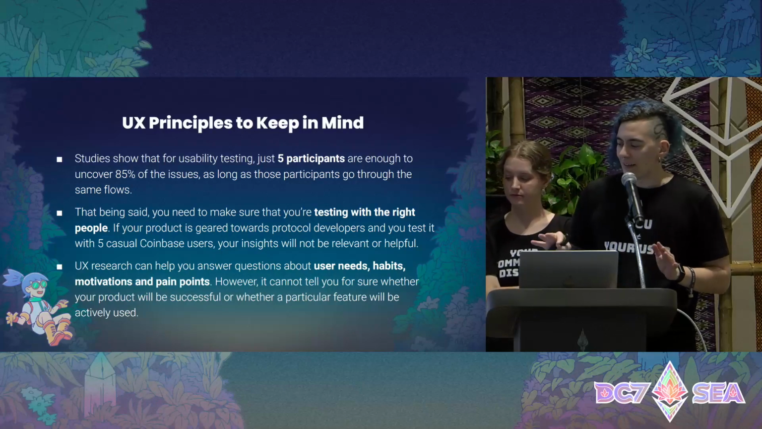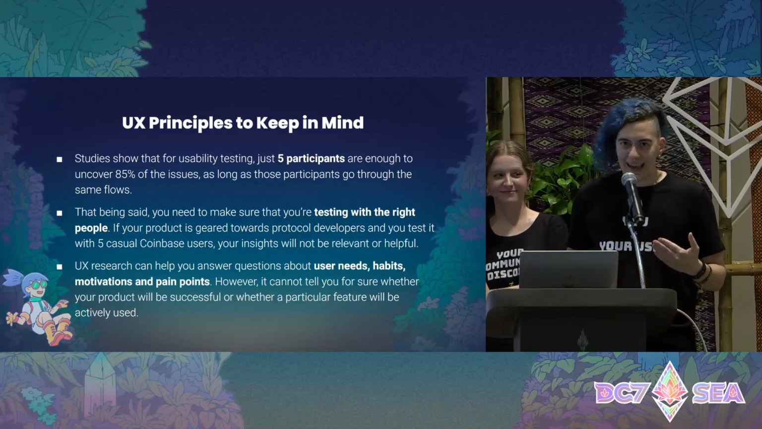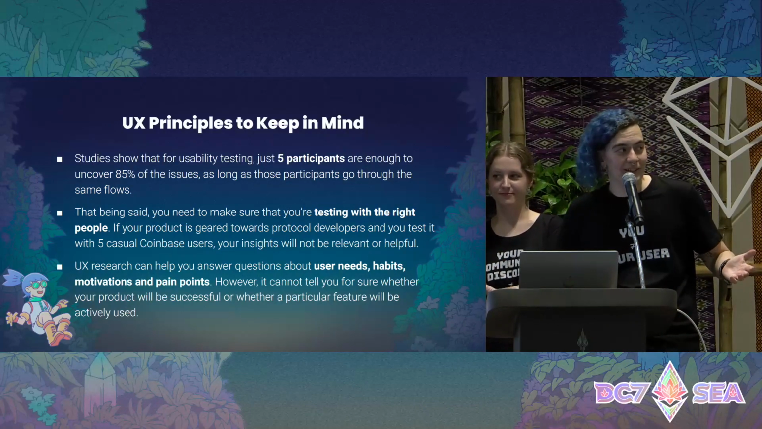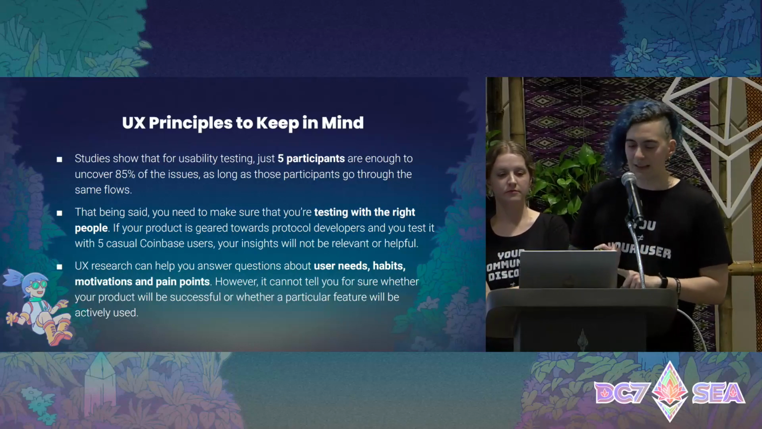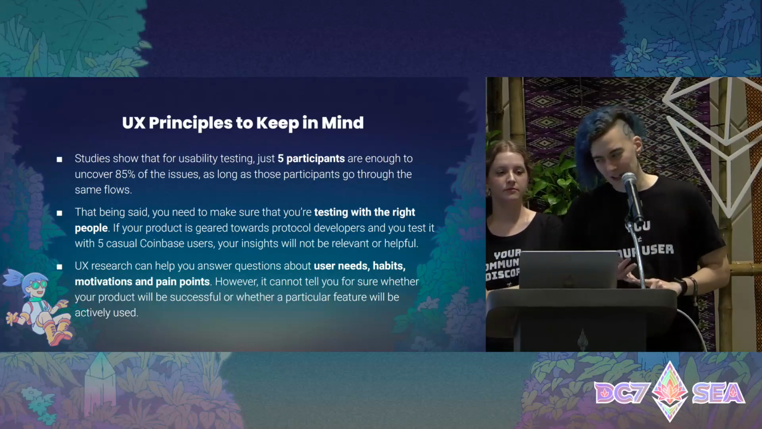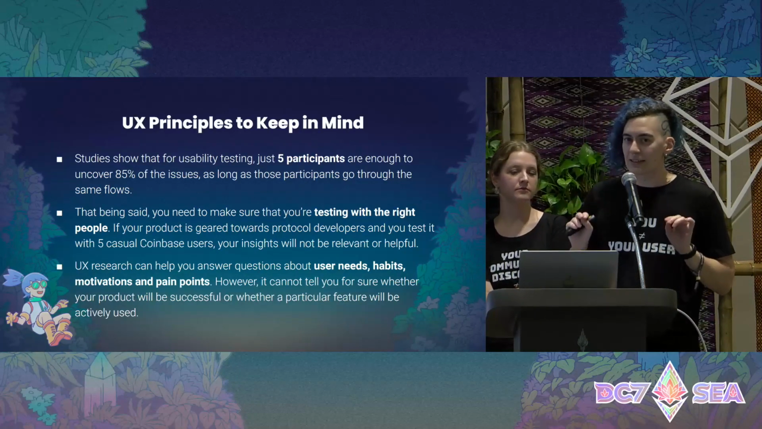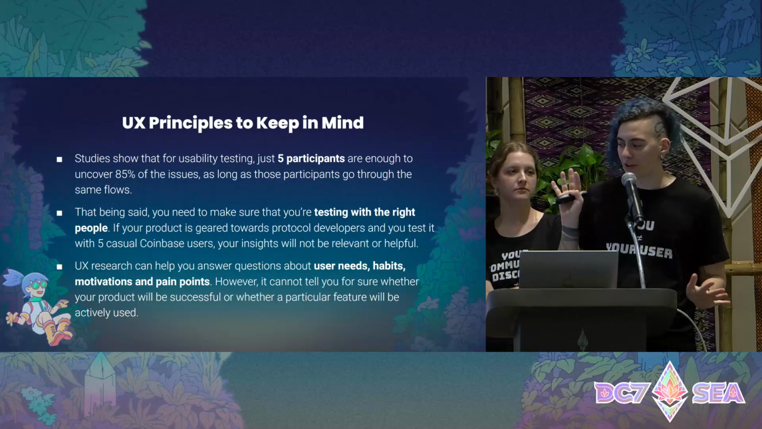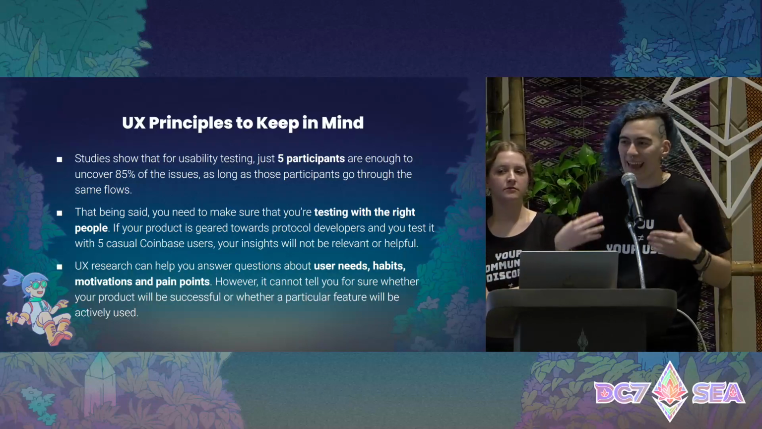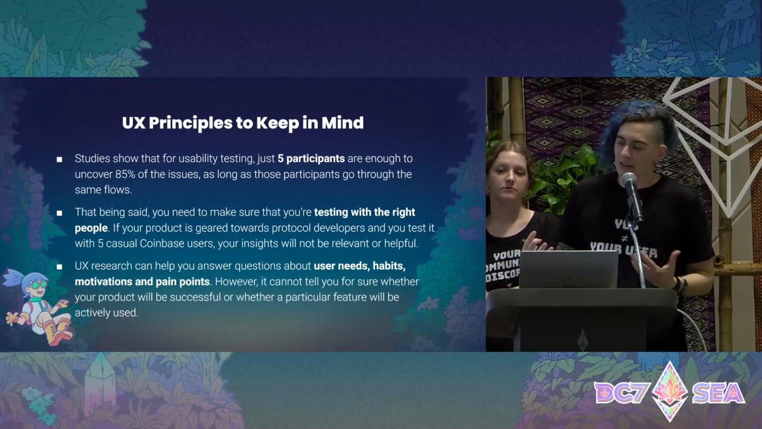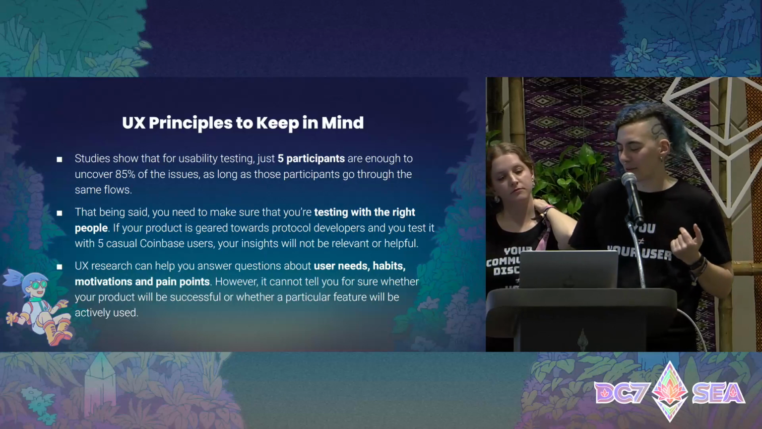And finally, we love UX research, that's why we're here, but it can't answer every single question that you will ever have. It will tell you about user needs, habits, motivations, pain points, that's a lot, but it cannot tell you for sure whether your product will be successful or whether a particular feature will be actively used by everyone. There are some limitations to what you can accomplish with UX research.